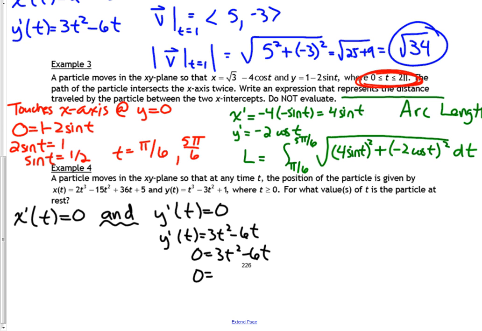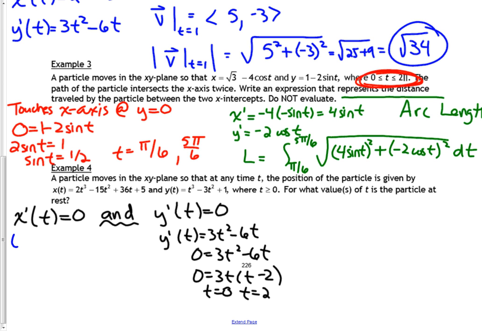And when I do that, I can get t is equal to 0 and t is equal to 2. So at this point we have two options. I can take each of these values and plug it into my x prime and see if I get a 0, or I can go ahead and take my x prime and set it equal to 0. And it doesn't matter which way you do it, it's all the same.